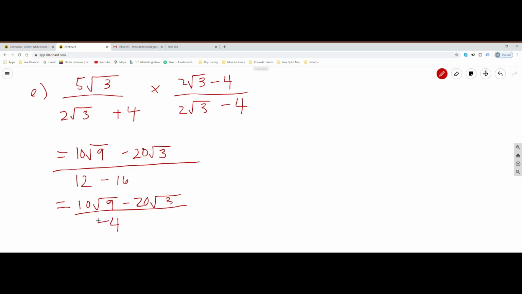So you can divide all of these by 2. So you get 5 square root 9 minus 10 square root 3 over negative 2. And that is your answer.